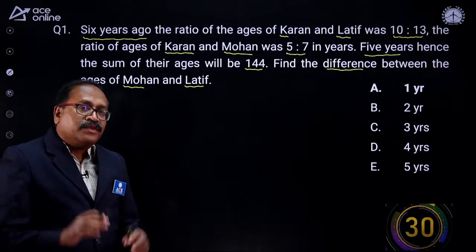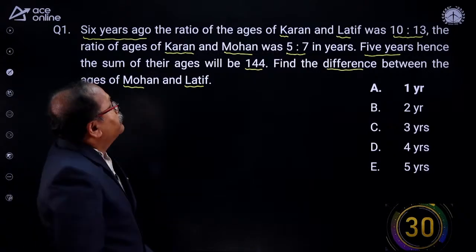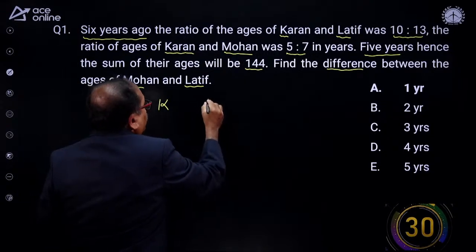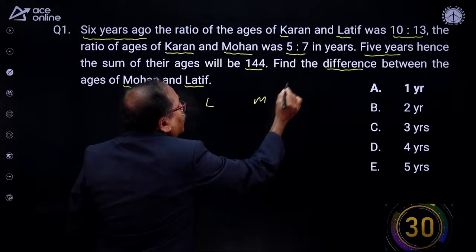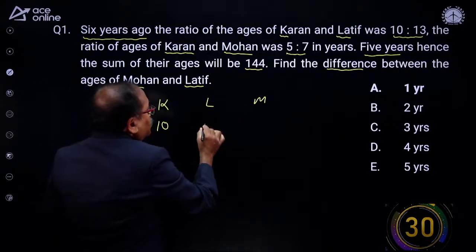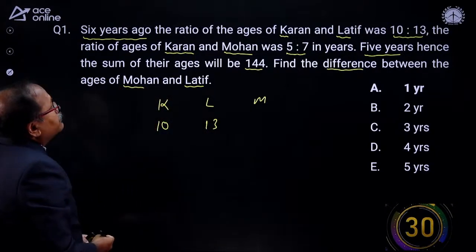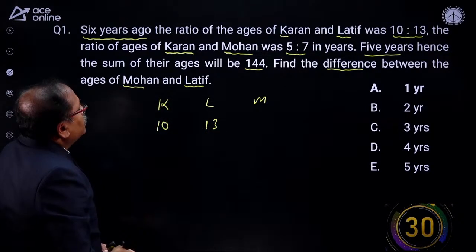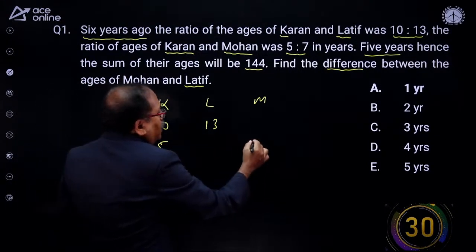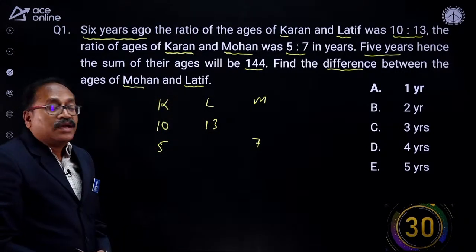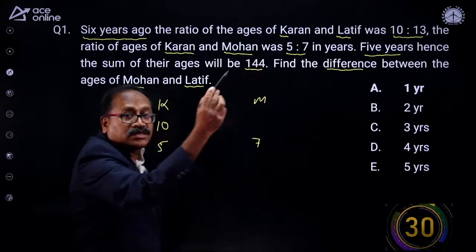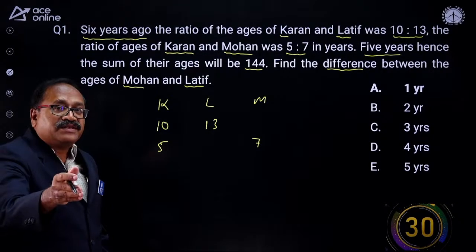चलिए समझ में आ गया होगा. थोड़े से क्वेश्चन बना के आपको 30 सेकेंड देते हैं. So I have the 3 people over here, K, L and M. And we have the ratio over here. K is 10 and L is 13. And we also have the ratio of the age of K and M is 5:7. And we have the total over here 144, जो 5 years hence, आज से 5 साल के बाद में होगा. यहाँ से आप कर सकते हैं मेरे फ्रेंड्स.